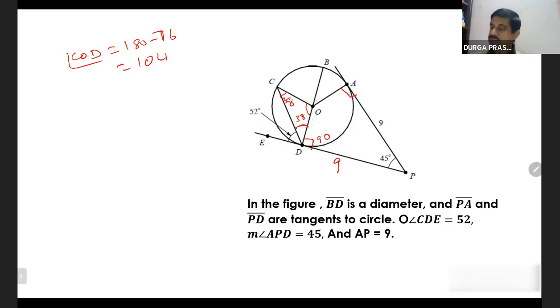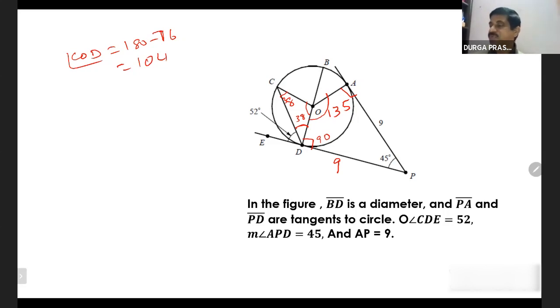So again, even this we can decide, because this will be 180 minus 45. 180 minus 45 is 135. So we got all the values. So when this is known and this is known, we can also find out this whole angle.